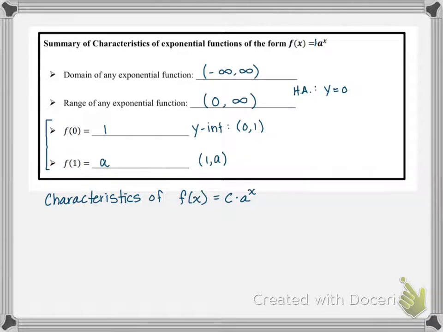So does that change the domain? If I multiply my output by a constant, does that change what my input can be? Still the same. Will it change my range?